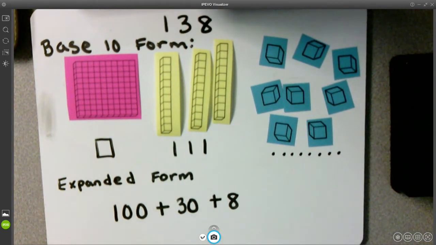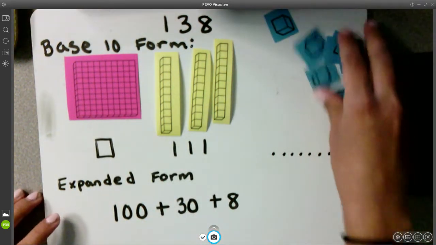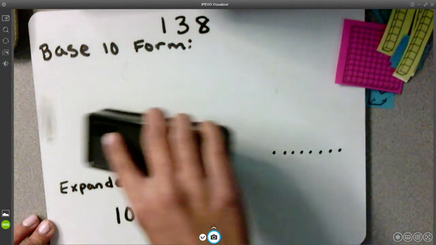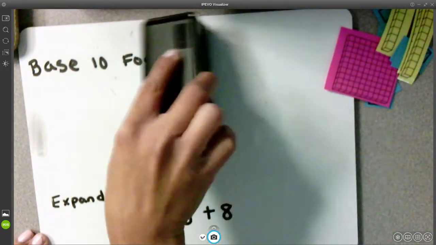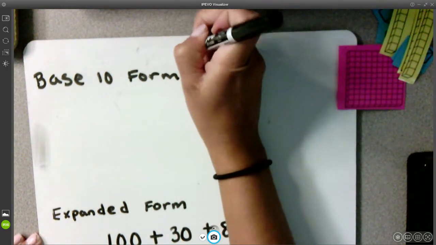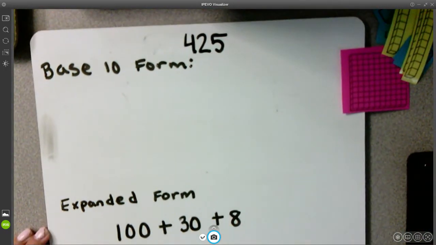All right, we are going to try another one. I'm not going to use the blocks this time to save a little space. And we're just going to write the blocks out the way we write them out in second grade. All right, the next number is 425. So I wrote it in standard form, just our normal way of writing numbers.